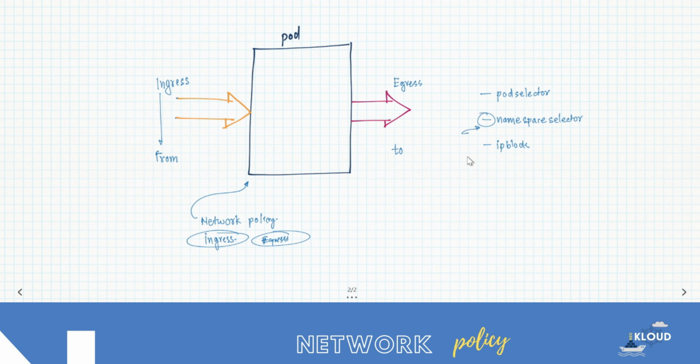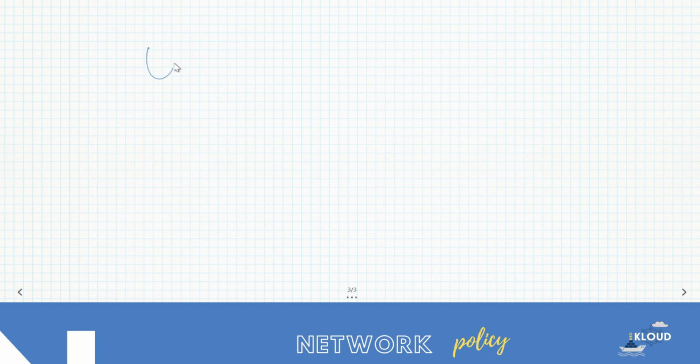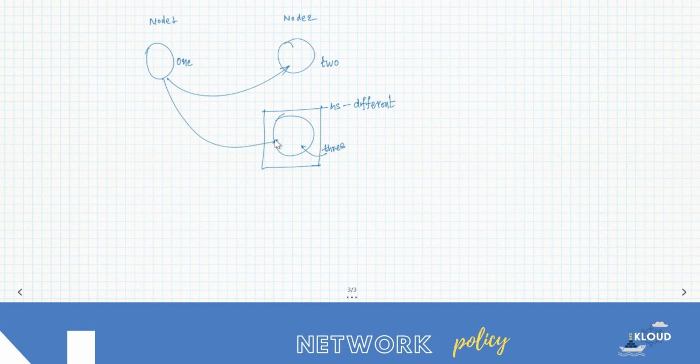If you remove this, it would be the AND combination, meaning some property of this and this must match to communicate with this pod. If the network policy is applied to the namespace, it is applicable to all pods there. By default, this is a node 1 pod and this is a node 2 pod, inside a different namespace. This is pod 1, pod 2, pod 3. If a network policy is not defined, by default every pod can communicate with each other.